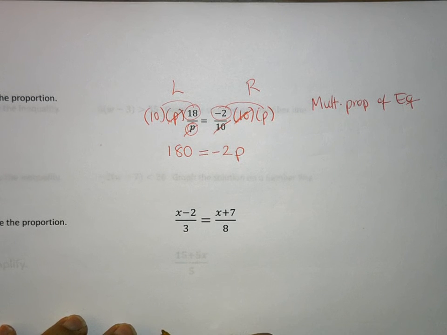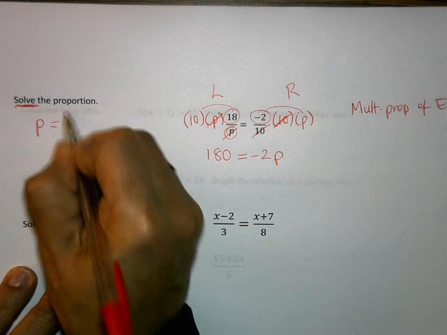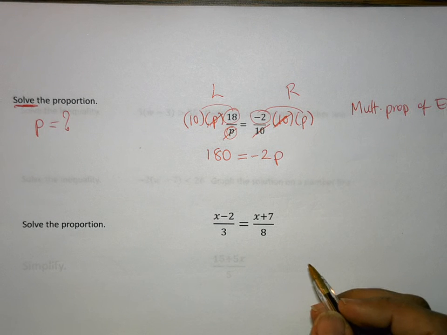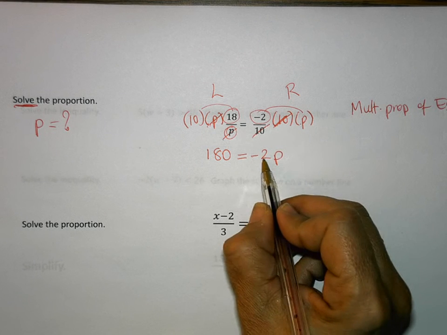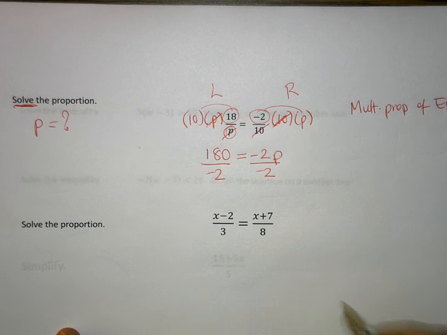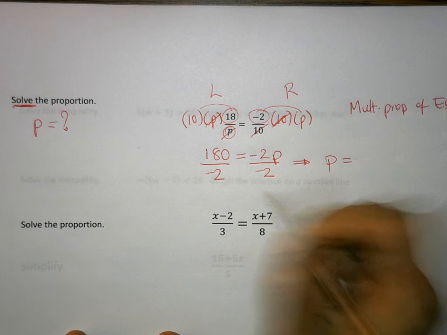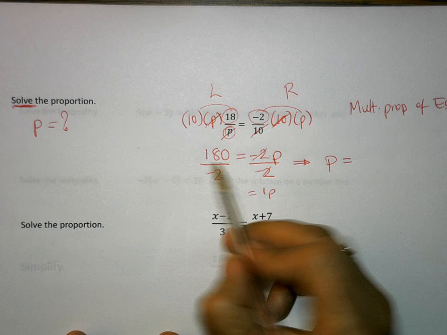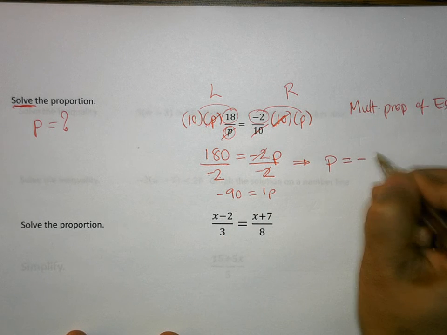I need to isolate. Solving the proportion means I need to find out what the value of p is. So I have to finish finding the value of p. I have to divide by a negative 2 because I have a negative 2 times p. So I'm going to divide by a negative 2, divide by a negative 2. And that way I will finish right here. p is all by itself now because negative 2 divided by negative 2 is 1p. And 180 divided by negative 2 is negative 90. So p equals negative 90.